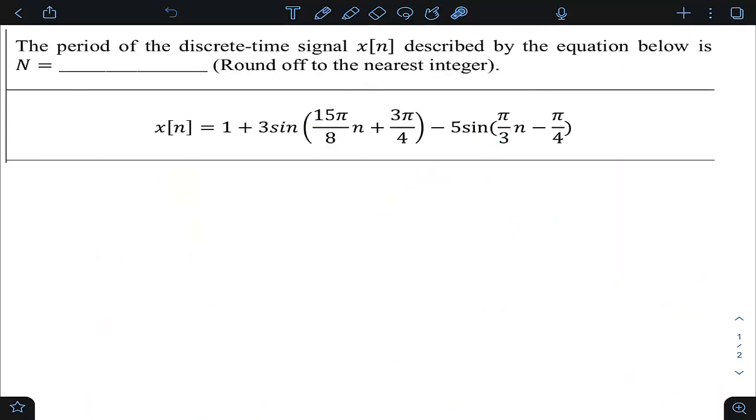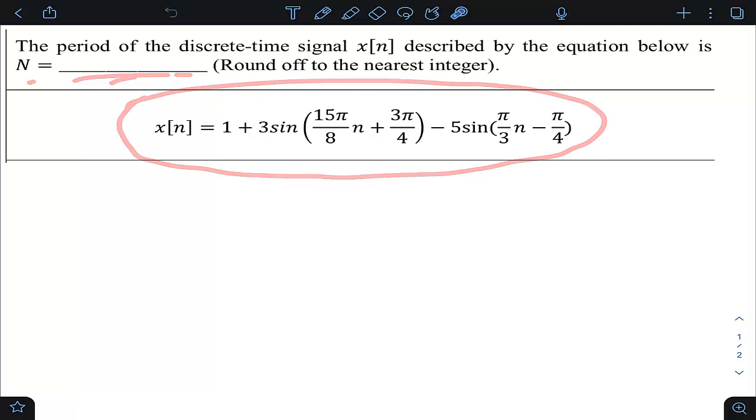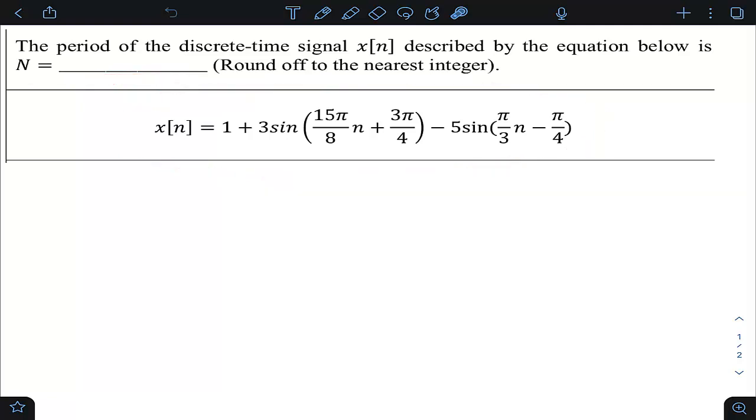This question is from GATE 2023 of electrical. This is from the signals and systems subject and the classification of signals topic. The question is: the period of the discrete time signal x of n described by the equation below is N. So what is the value of N? We are supposed to find the fundamental period of this discrete time signal x of n.